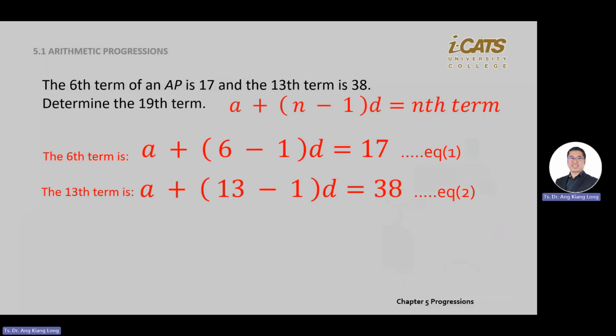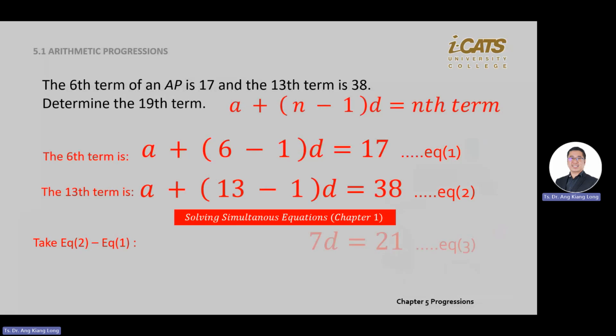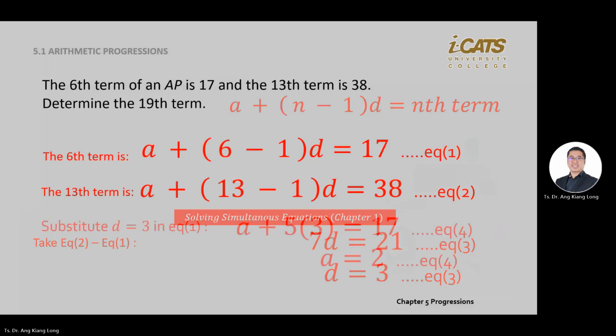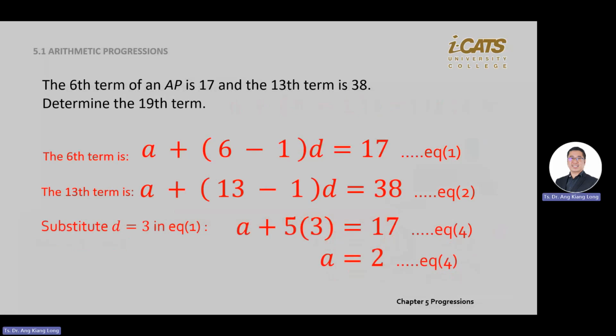So for D, I don't go through the simultaneous equation steps anymore. As long as you understand, you find D is 3. Once you find 3, substitute back into either one of the equations, find A. Okay, so A is 2, right? Remember to structure your answer. You need to tell me what you're trying to do. If you need to substitute, you need to write substitute what in what. From here, your D is 3, A is 2, so you're able to find the 19th term.